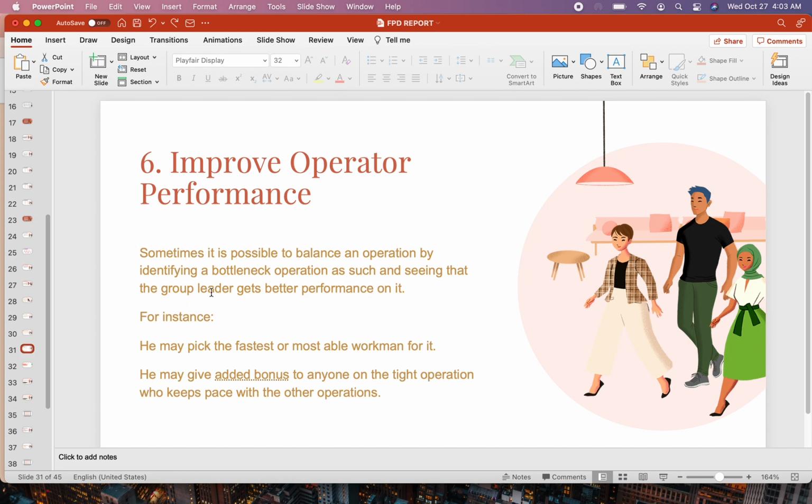For instance, he may pick the fastest or most able workman for it, or he may give added bonus to anyone on the tight operation to keep pace with the other operations. That is why the operator's or worker's performance should be improved for us to attain balanced operations.